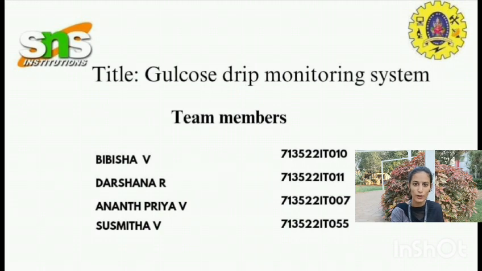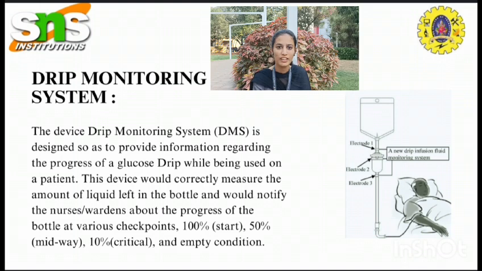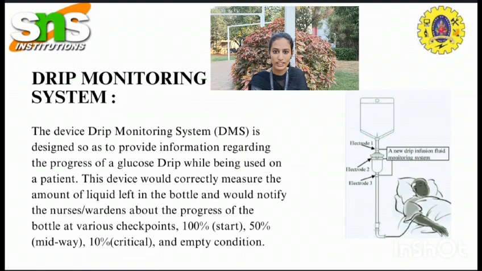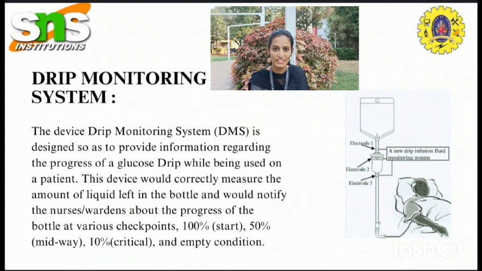Our project is an IoT based glucose drip monitoring system. The drip monitoring system is designed to provide information regarding the progress of a glucose drip while it is being used on the patient. The device would correctly measure the amount of liquid left in the bottle and would notify the nurses or warden about the progress of the bottle at various checkpoints: 100% start, 50% midway, 10% critical, and the empty condition.